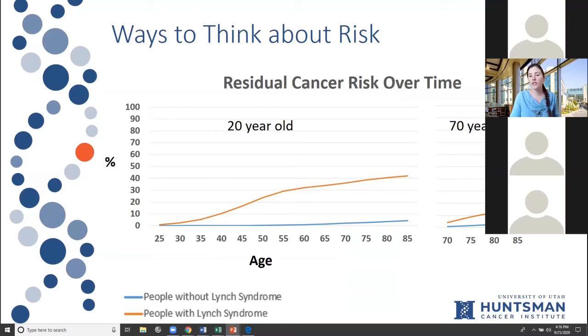These two graphs here are residual risk examples for the same person at different stages in their life. At age 20, this individual with Lynch syndrome has a lot more of his life ahead of him and therefore a greater residual cancer risk. The chance he'll get cancer by age 85 is over 40%. However, by age 70, if this same individual has never developed cancer, he's lived through the majority of his risk, and his residual risk to develop cancer is about 15%.